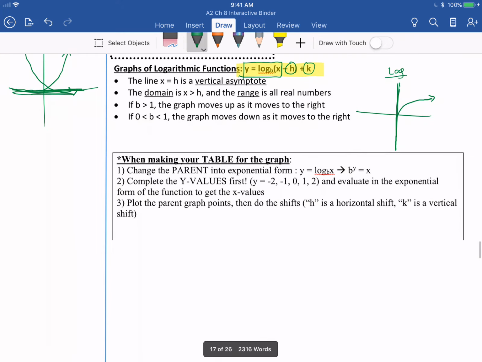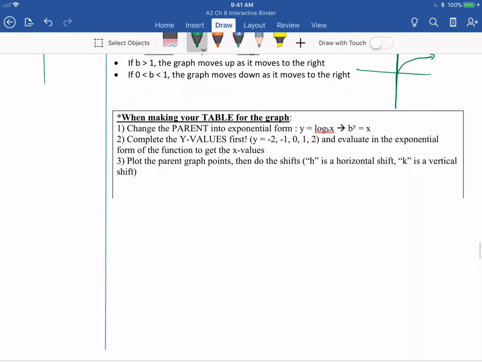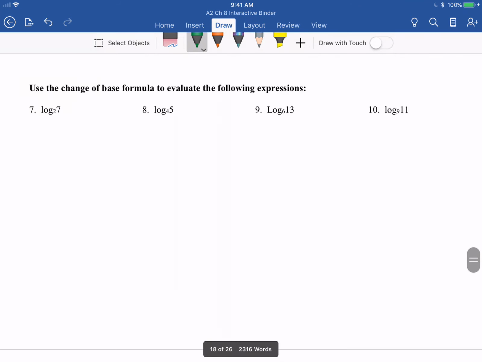All right, awesome. So when making your table for the graph, there are a couple of key things when we're graphing. The first part is change the parent function into exponential form. So change the form. And then we're going to compute the y values first. This will make a little more sense when we look at an actual example of why we plug in the y values. Then of course we just plot that parent function, and then we do the shifts with my h and my k.